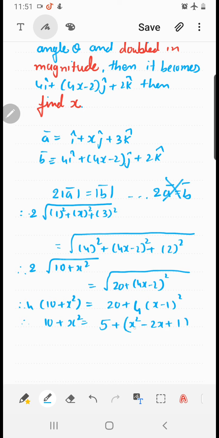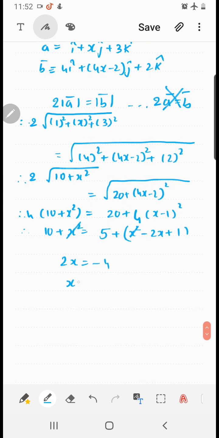Let's arrange the terms now. If I arrange it, x square gets cancelled, 2x on this side, 5 plus 1 is 6, 10 on that side, I get minus 4. So the final result is x is equal to minus 2, and we got the value of x. Okay, so with this, technically speaking, I think we have made some mistake in this question.